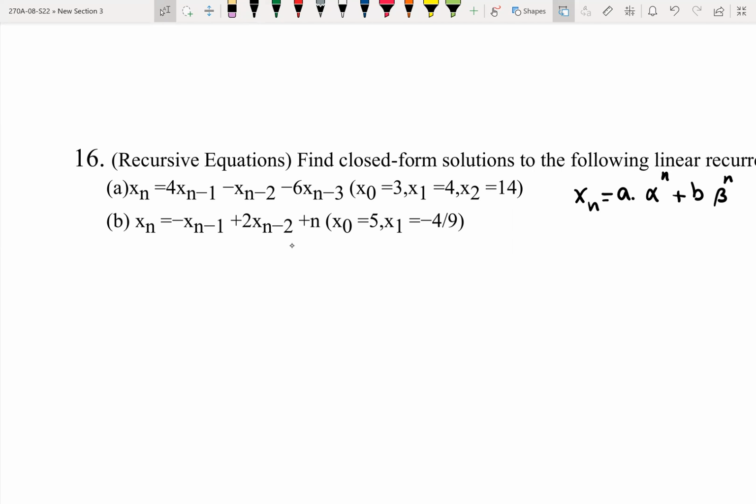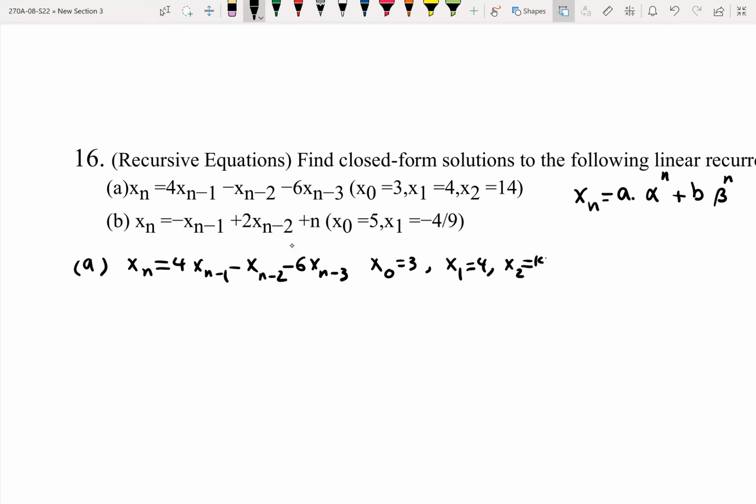So part A, your x_n equals 4x_(n-1) minus x_(n-2) minus 6x_(n-3). Your first ones are 3, and then 4, and then 14, okay? So if I move everything to one side, did I move everything correctly? That was a plus, now it's minus; minus, now it's plus; minus, now it's plus, okay?